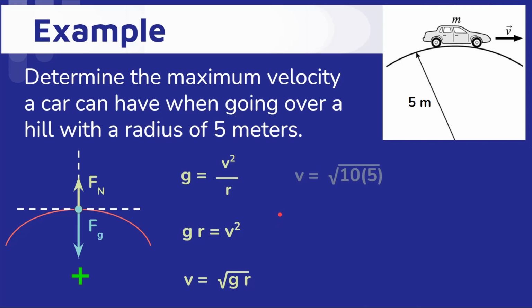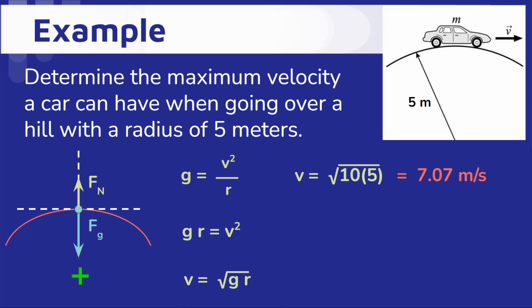So in this example, we're on Earth. It doesn't say otherwise, so we're going to use 10 for our gravitational field strength. The radius in this question of this hill is 5. Okay, that's the radius of the circular path for this car. So we're not going to do the radius of the Earth. We're doing the radius that they gave us in the question. Okay, and so the velocity would be equal to the square root of 10 times 5, which is the square root of 50, which is 7.07 meters per second.